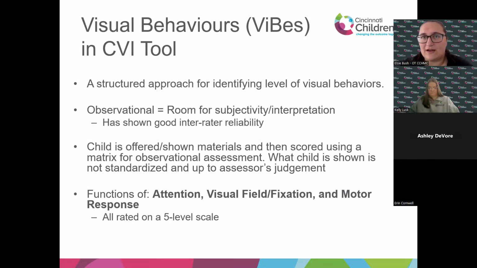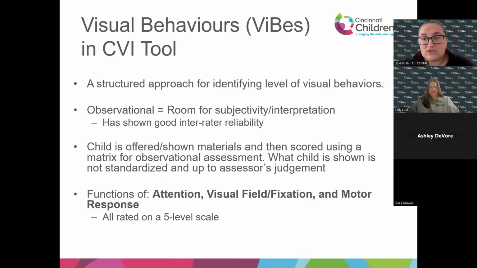So I think for a lot of things with CVI, we really do have to observe and see that individualized response in a child. What's tricky is that for any observational tool, there's room for subjectivity or interpretation needed on the assessor's side. But the Vibes tool has shown good inter-rater reliability in its development, which is reassuring, I think, on my end. Essentially, with the Vibes tool, the child is offered or shown materials and then scored on a matrix for how they interact with the toy, specifically looking at visual attention, visual fixation, and motor response, and they give you a 5-point scale.